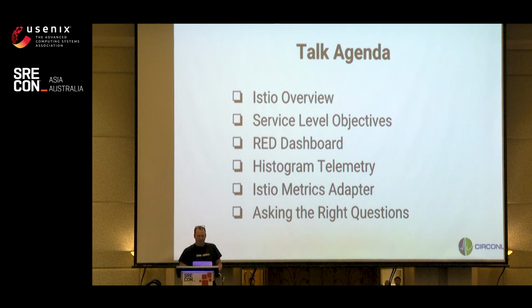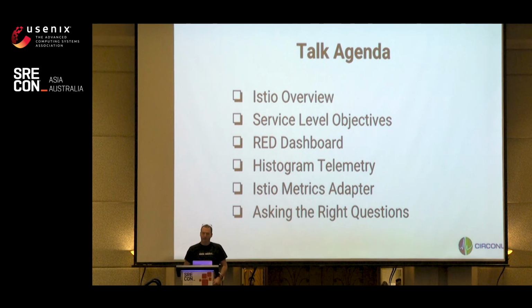So just a quick overview of what I'll be talking about. I'll first give an overview of Istio and why it's awesome. Then I'll do a brief refresher on service level objectives to set a baseline. We'll look at what a RED dashboard is and how we can make it better with histogram-based telemetry. Then I'll do a brief walkthrough of the Istio metrics adapter I wrote and finish up with a couple examples of how we can ask the right questions of the services that we're monitoring.